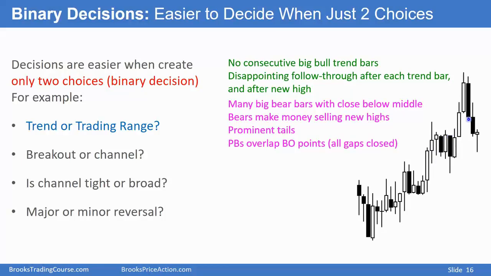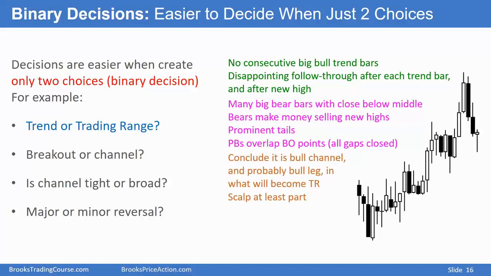Because a trading range might be coming soon, a lot of the bulls will scalp. The bears are clearly scalping. They're selling new highs, selling more higher. Or instead of selling new highs, they simply sell higher and then buy back at the breakout point.